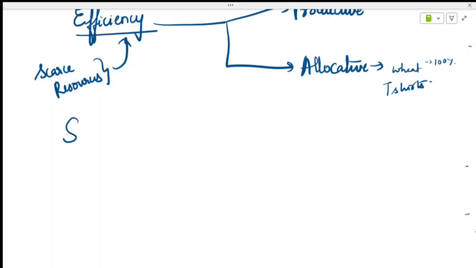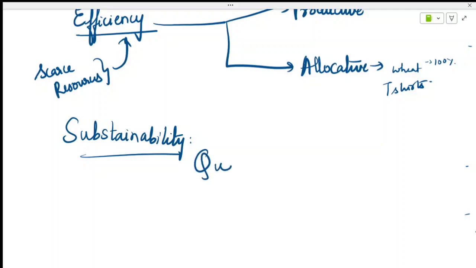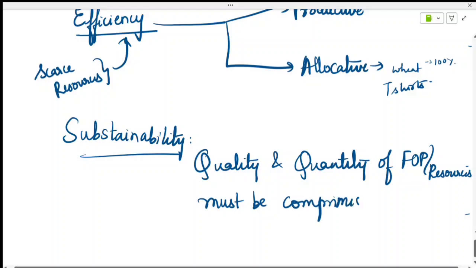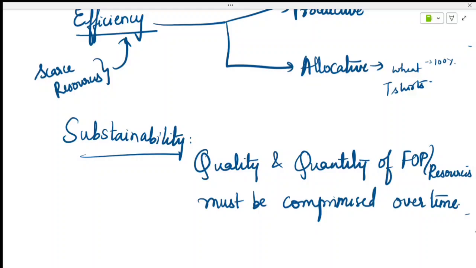Then there is something called sustainability. So sustainability is nothing but the quality and quantity, in terms of economics, of factors of production or resources must not be compromised over time. It means that the resources are factors of production. Their quality and quantity should not reduce, and it should be handed over to the future generations in a very safe manner.